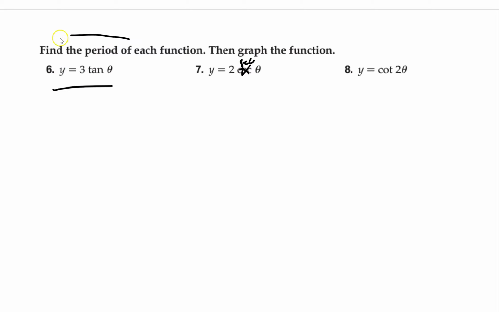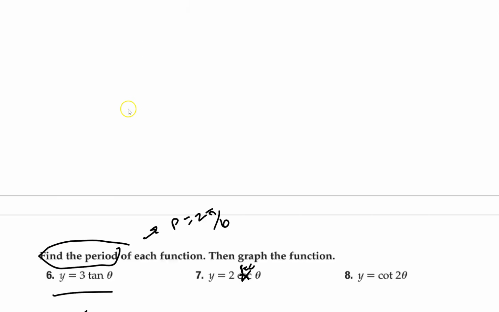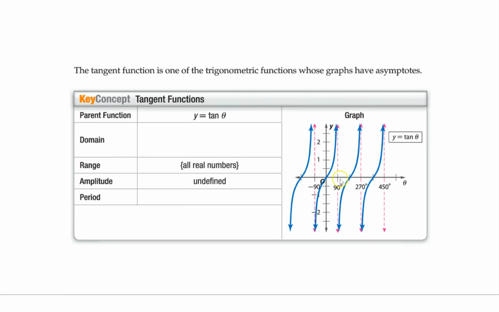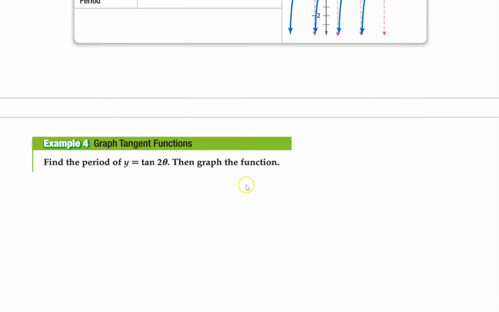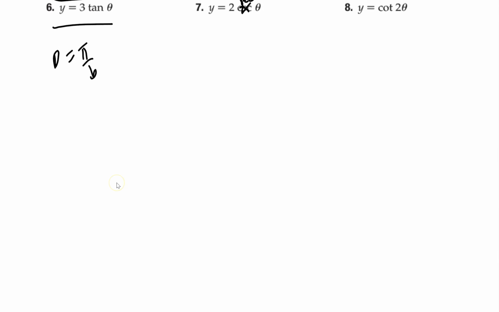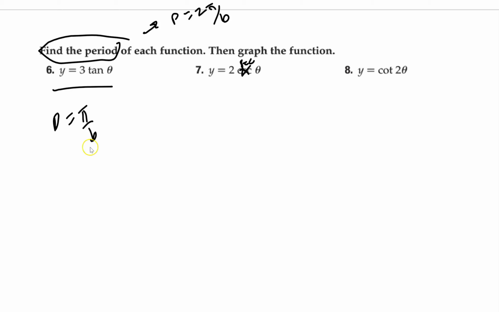Actually, one thing I do want to talk about though. Period we know is 2 pi over b. That only works for sine and cosine, and secant and cosecant. For tan, the period is actually pi over b. If we look at the graph of tan, the period only goes pi across. It doesn't do the whole thing. So period for tan and cotan is pi over b. So my period here is going to be pi over 1, because no b, so just pi.